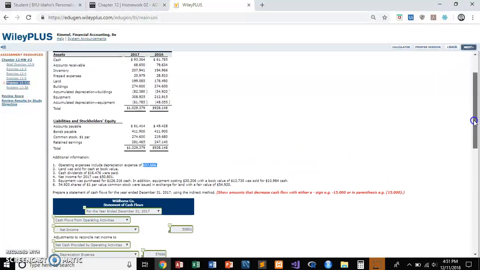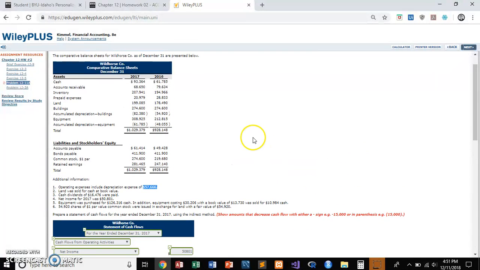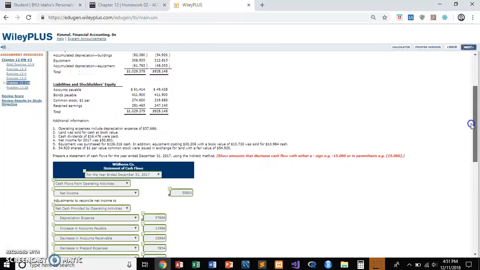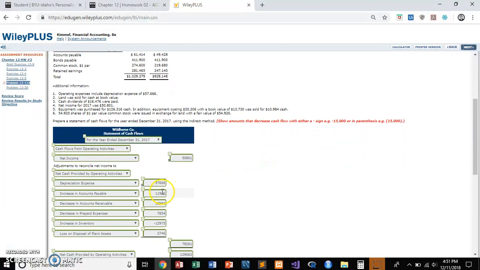After that, we're going to move on to increase in accounts payable. How you calculate that is you come up here to accounts payable and look at the difference from 2016 to 2017. We can see that it's increasing, so that's why we choose increase in accounts payable. Then you just do the math: you subtract 49,428 from 61,414, and we end up getting this number right here.